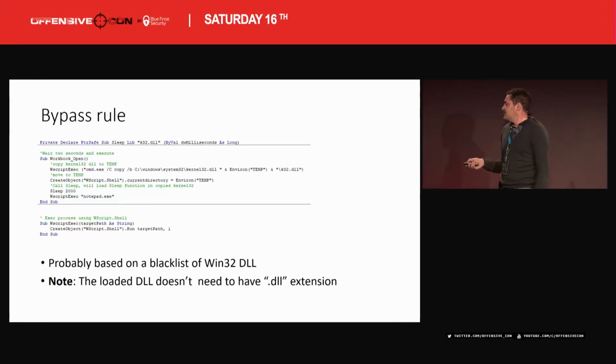I think the rule is based on a kind of blacklist of names, and it's really not efficient the way it's implemented now. Also, something interesting, if you're into red team and you want to bypass antivirus and stuff, you don't need the DLL extension. So you can download an XML file and load it as a DLL this way. You can load your own DLLs this way also.